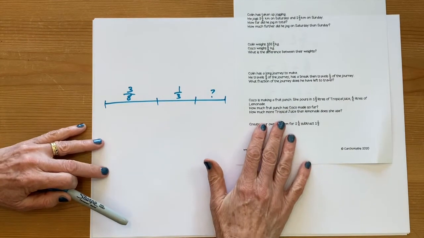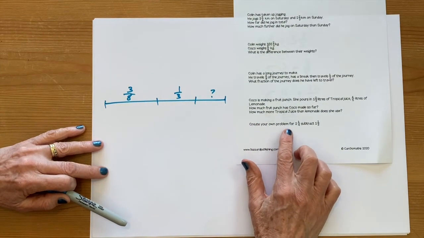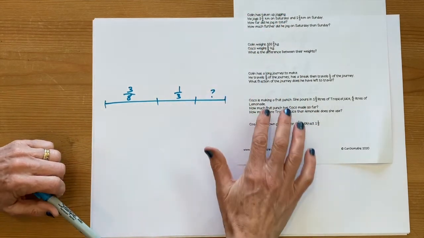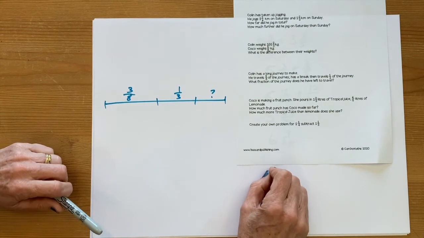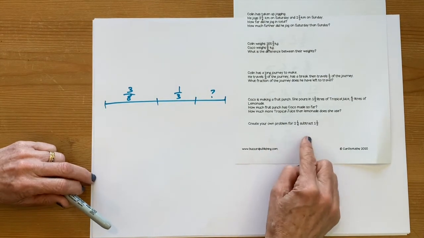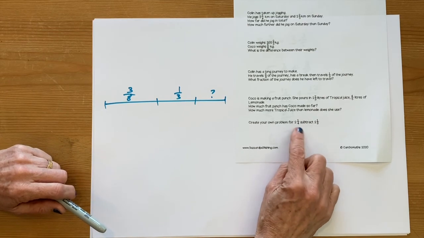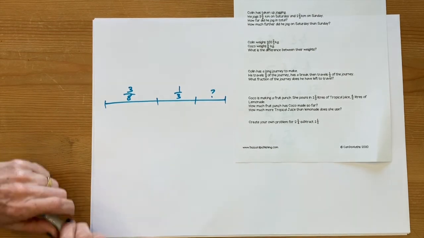Then at the bottom, the last challenge is create your own problem for 2 1/4 subtract 1 1/3. So you might want to use the context here. You might want to use the context in your life. Maybe don't do one, do a couple. See if you can maybe challenge the adult you're working with to solve your problems. Off you go.